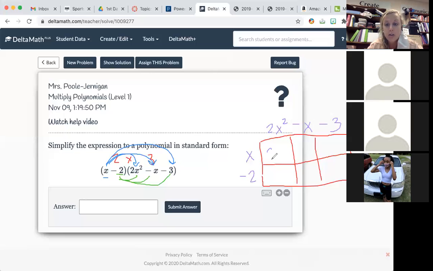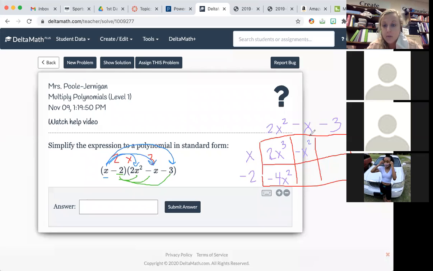So do y'all agree 2x squared times x would be 2x cubed? Because now there's 3 x's. Yes. Okay, and then -2 times 2x squared would be -4x squared. Yeah. And then in this box, we got -x times x, so that would be -x squared.